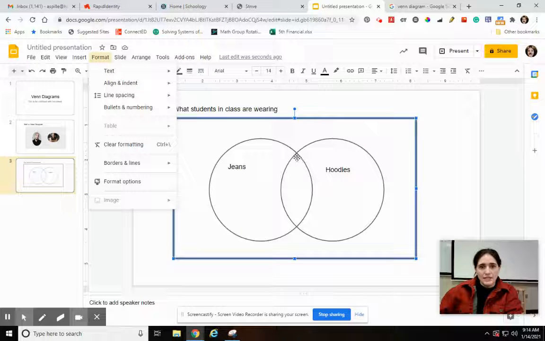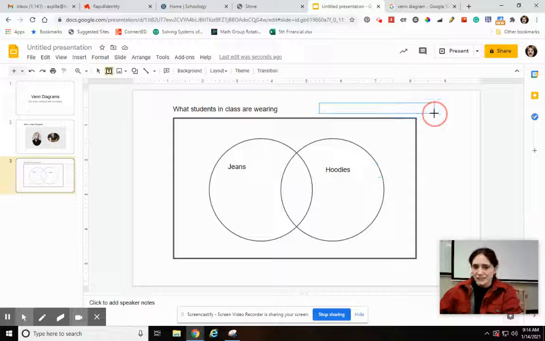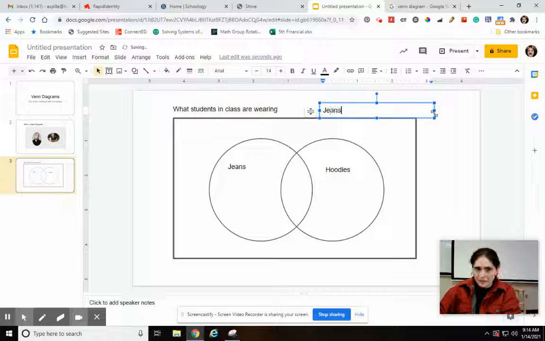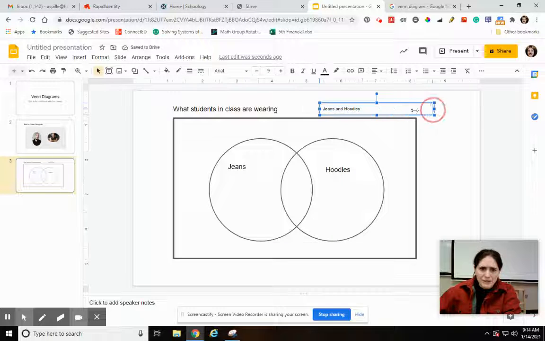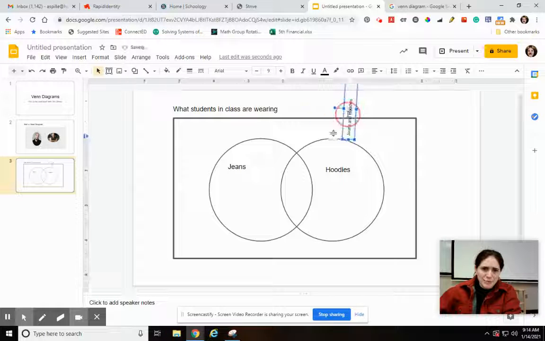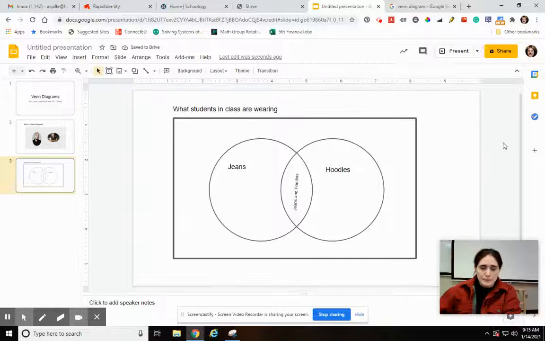Anyway, this middle that I would normally shade in, these would be the people wearing jeans and hoodies. So I'll put J and H. Let's see, I'll get fancy. Jeans and hoodies. I'm going to make this really small. Maybe not that small. And I am going to spin it around. Then I'm going to put this right in here. Ta-da, jeans and hoodies.